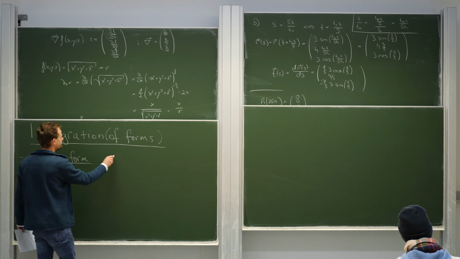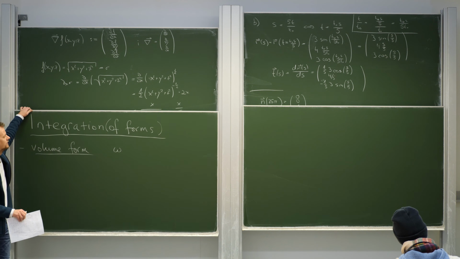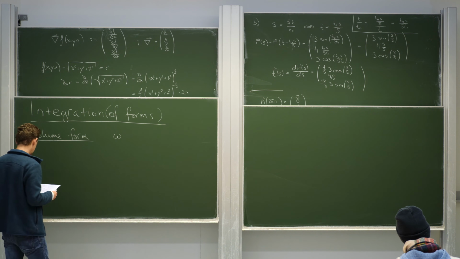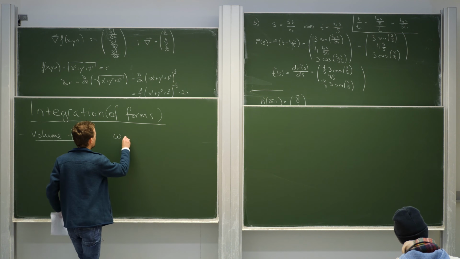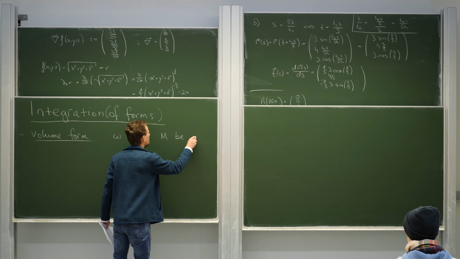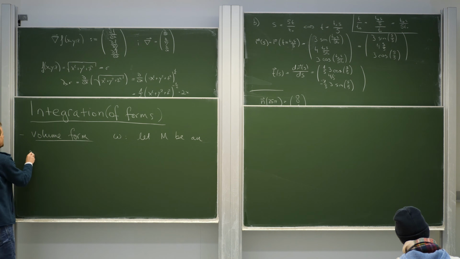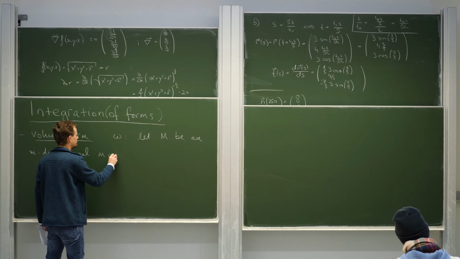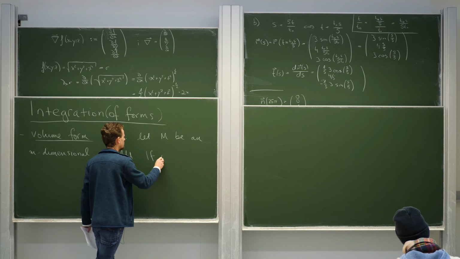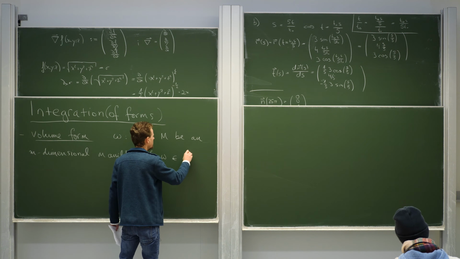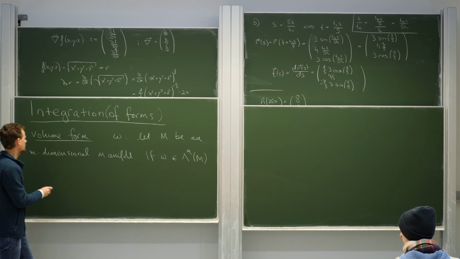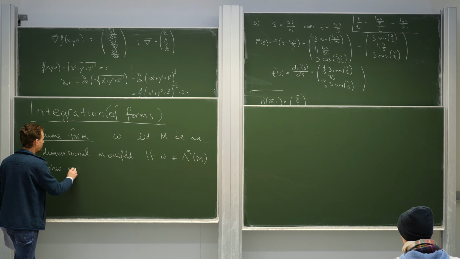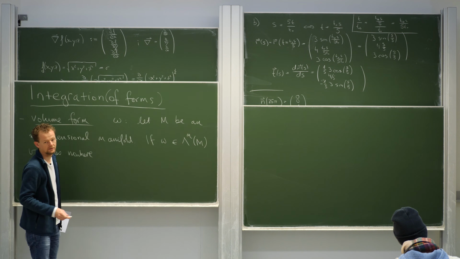So a volume form omega is a nowhere vanishing m-form on a manifold of dimension m. So if you have an m-dimensional manifold, big M, and omega is an m-form, and it vanishes nowhere, then it's a volume form.